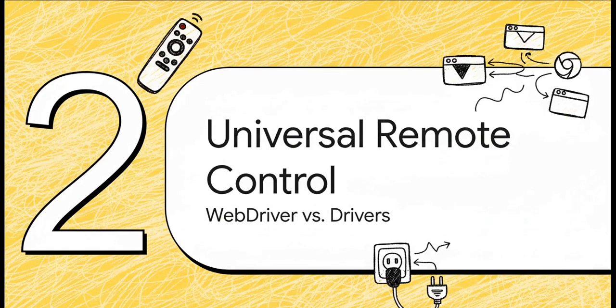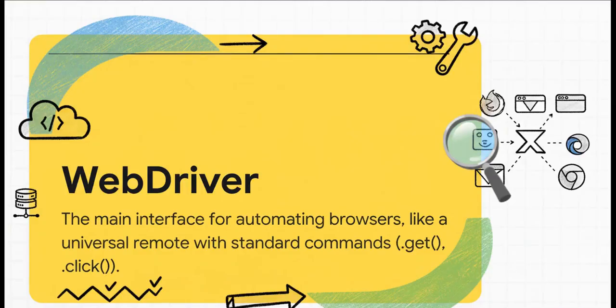Okay, to really wrap our heads around this, let's just forget about code for a second. I want you to think about a universal remote control. You know, the one for your whole home entertainment setup. It's designed to work with everything. So this universal remote, that's our WebDriver, it has all the standard buttons you'd expect. You've got your play, pause, volume up, or in our world, that's .click, .get, and .quit.